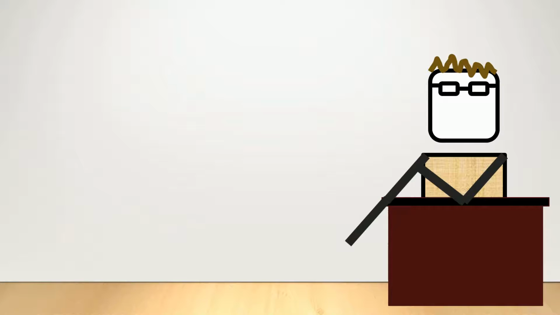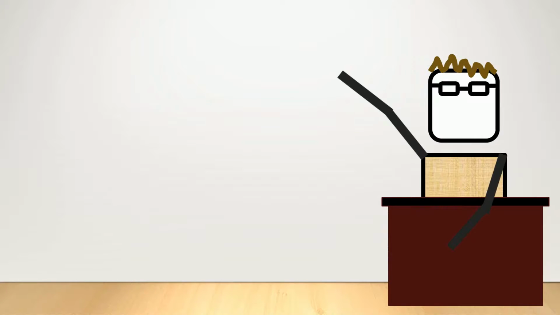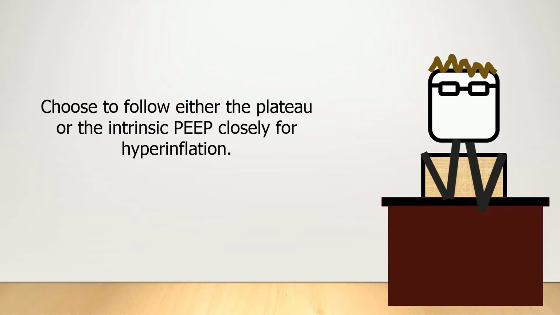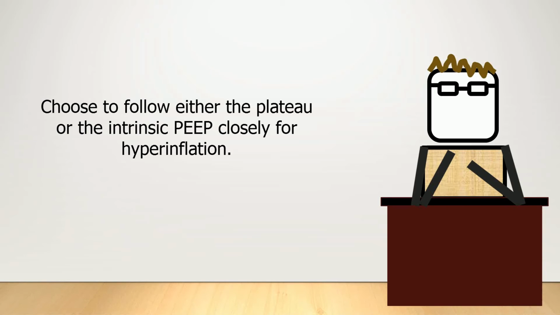But similarly, the intrinsic PEEP needs to be measured by the end expiratory airway occlusion to provide a measure of the degree of hyperinflation. It is not uncommon for asthmatics to have an intrinsic PEEP of between 10 to 15 centimeters of water when they're at their worst. Changes in the intrinsic PEEP track the changes in the plateau pressures that occur with pulmonary hyperinflation, and either or both can be helpful in following hyperinflation.